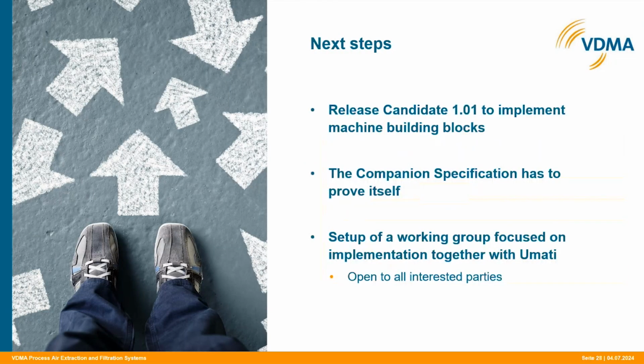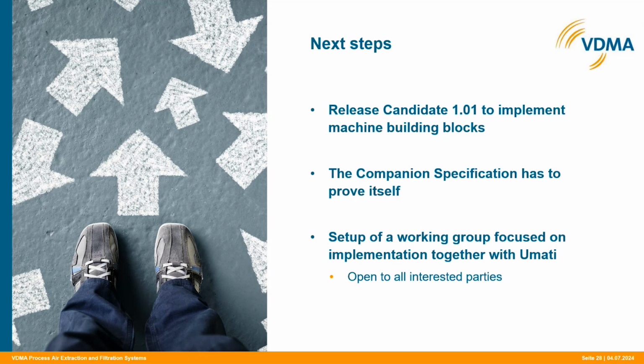The next steps of our companion specs are, first of all, to release a new candidate, 1.01, where we are integrating machine building blocks into our companion spec. And the main thing that we are looking into in the next months, and perhaps even years, is to prove the concept of our companion spec, to really bring it to life. And for this, we've decided in the air pollution department of the VDMA to create a working group that is focused on this implementation and will work together with the UMATI initiative.